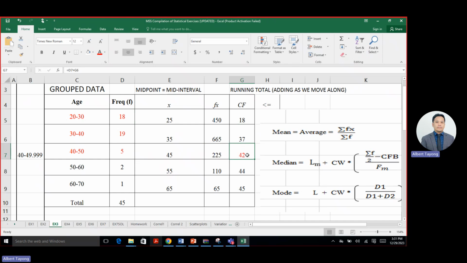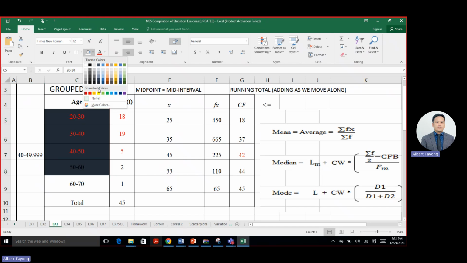It is the number lower than or equal. So that means we have to add all the frequencies from that and below. So from 5 and below is 42 all in all. 44 means these are all the occurrences, the frequencies from this until the 50 to 60 class.